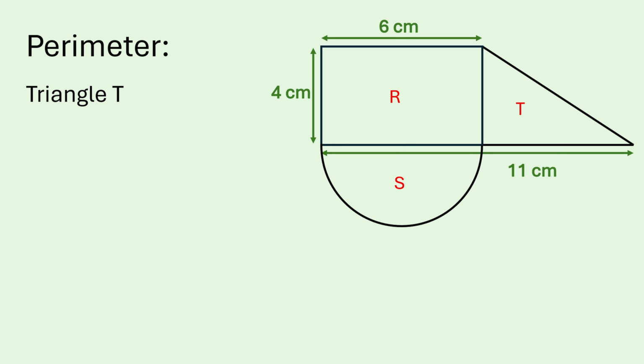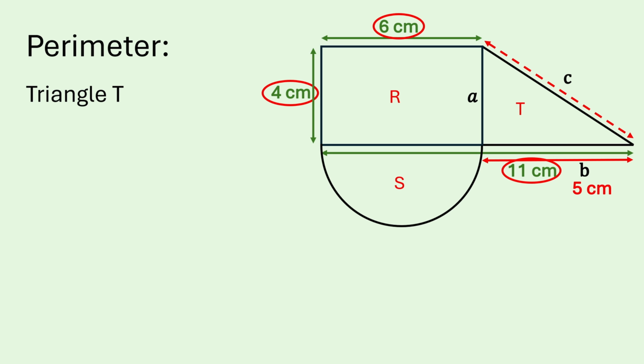Next, we look at triangle T. This is side A, this is side B, and this is side C. Side A measures 4 centimeters. Side B is the difference between 11 centimeters and 6 centimeters, which is 5 centimeters.